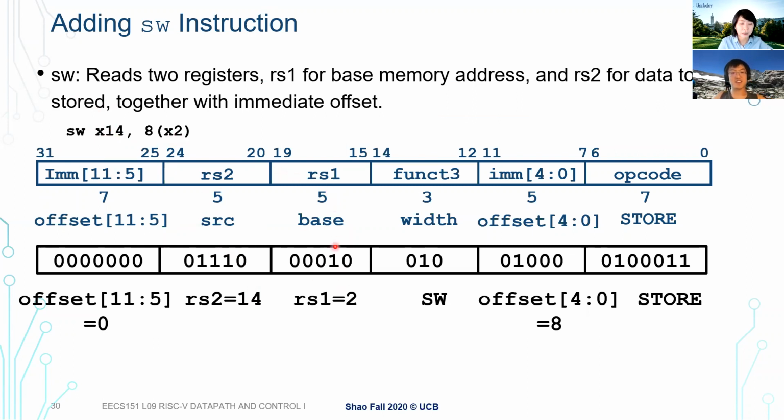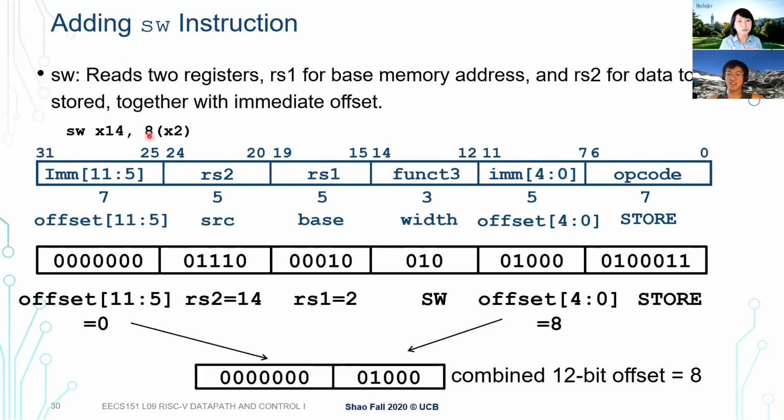So RS1 is here, specifying the base register, and then we specify the offset. The offset here is 8. Instead of storing 8 directly, we split 8 into 2 fields.